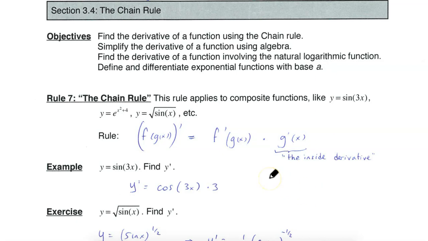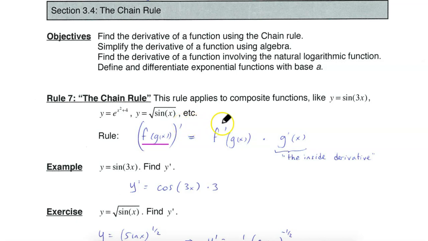So what does the chain rule look like? Again, it's used when you have a composition of functions. So for example, y equals sine of 3x, y equals e to the power of x squared plus 4, or square root of sine of x. When you put functions inside functions, this is a composition of functions, and we take the derivative of that composite function.